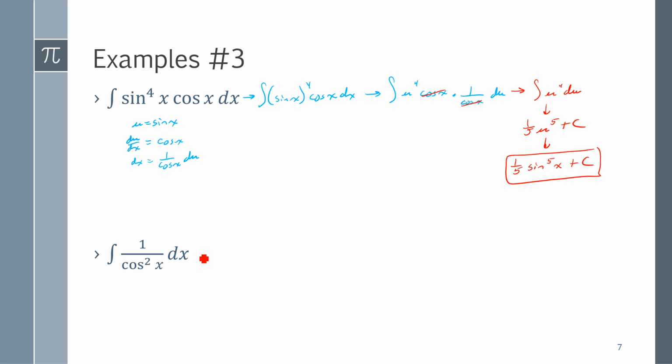1 over cosine squared is the same as secant squared. I actually do know how to do this one directly, because the antiderivative of secant squared is the tangent of x plus c.